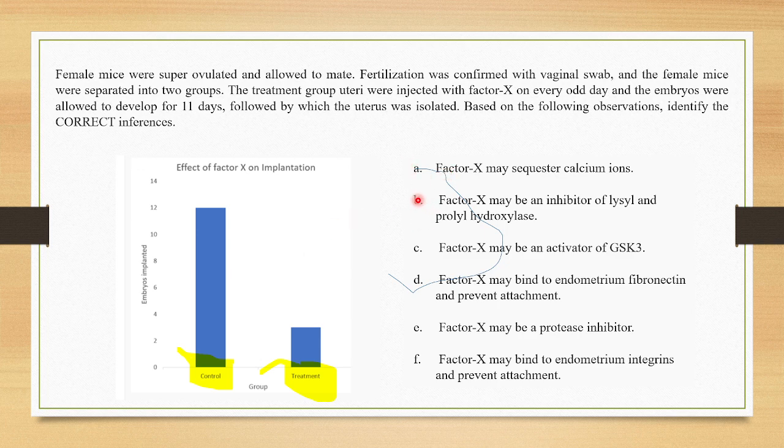Then option B is factor X may be an inhibitor of lysyl and prolyl hydroxylase. This is also correct because lysyl and prolyl hydroxylase are the enzymes which are involved in collagen formation, and they also help in the remodeling of the extracellular matrix. So inhibiting these enzymes would result in what? There would be poor collagen production, which can potentially weaken the uterine lining and impair the implantation of the embryo.